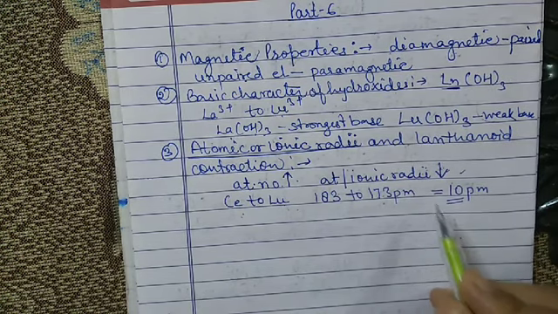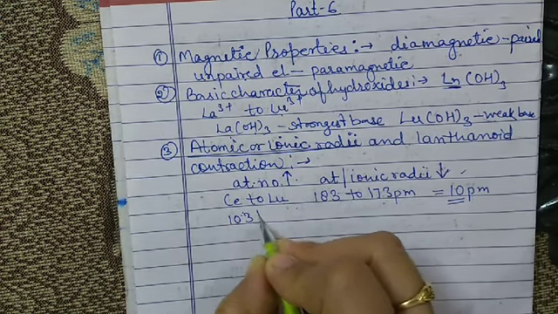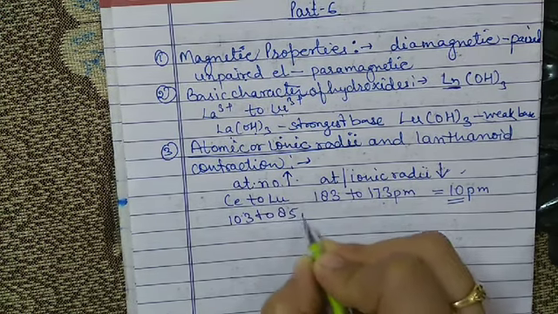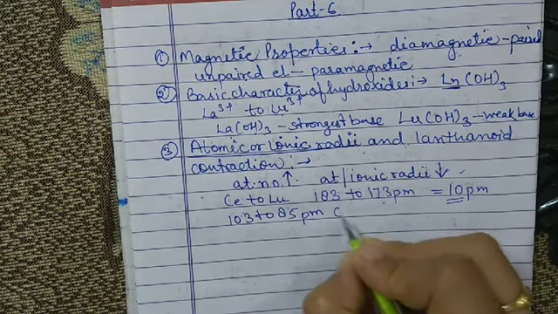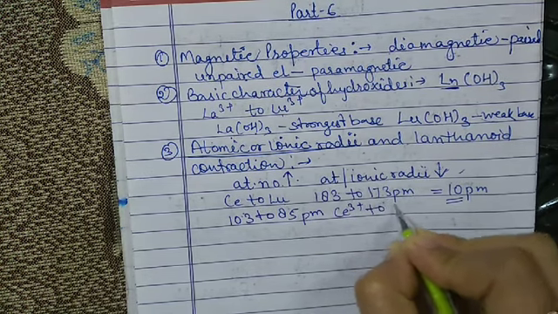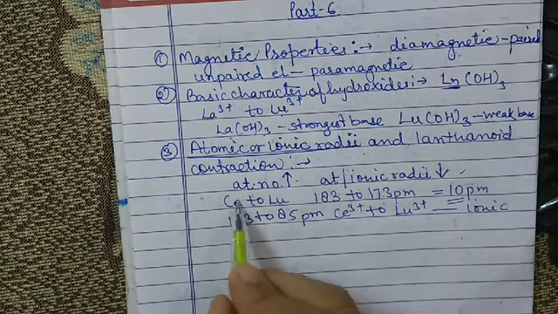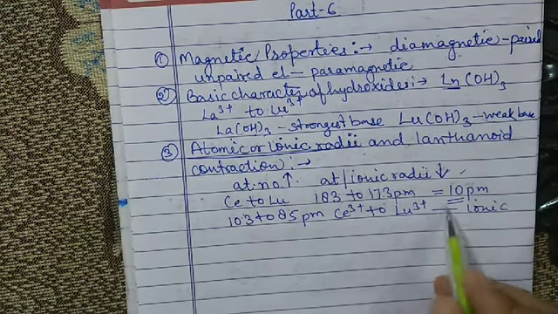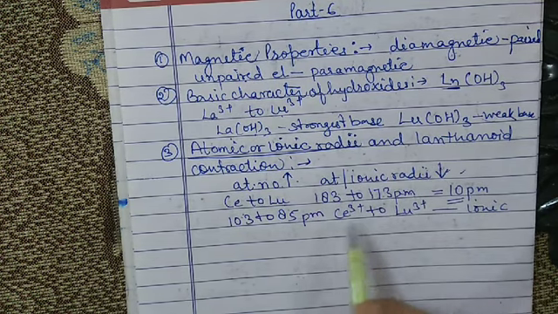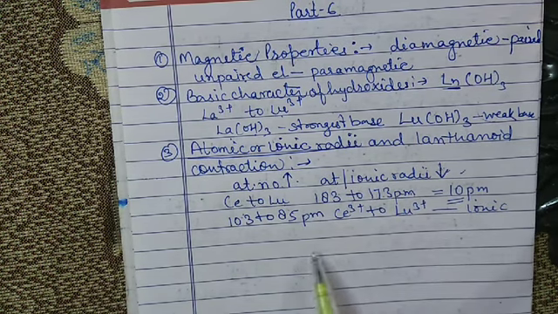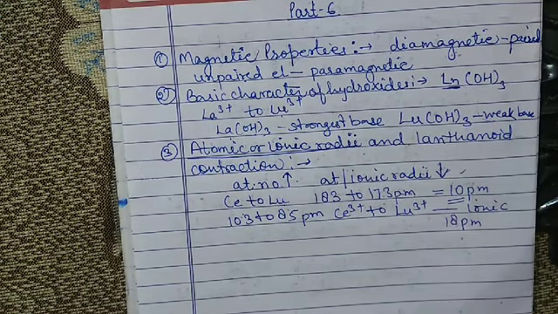Similarly, the ionic radii decrease from 103 to 85 picometer on moving from cerium 3 plus to lutetium 3 plus. This is the ionic radii, which is why I have put the ions here, while the other one is the atomic radii. How much is the decrease? The difference is 18 picometer.